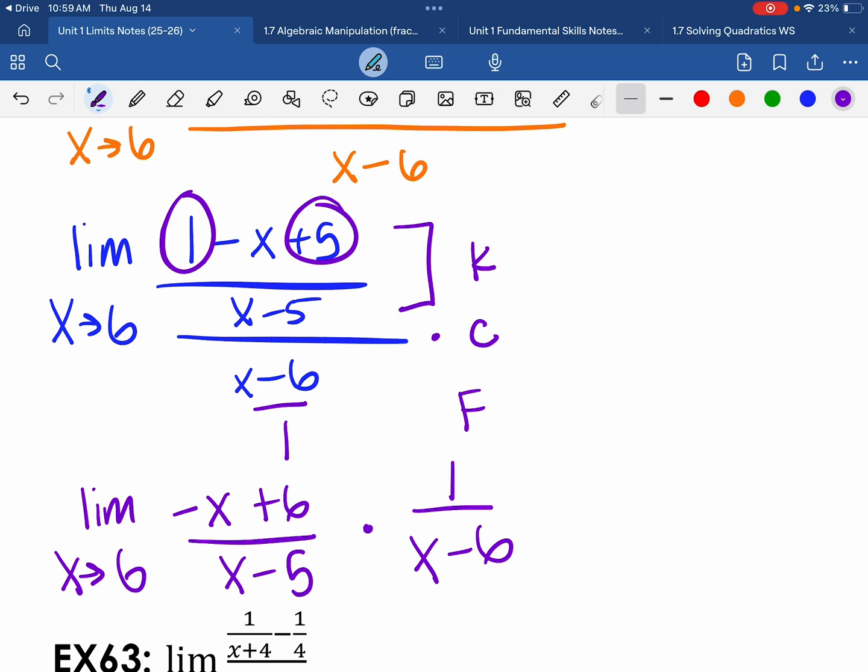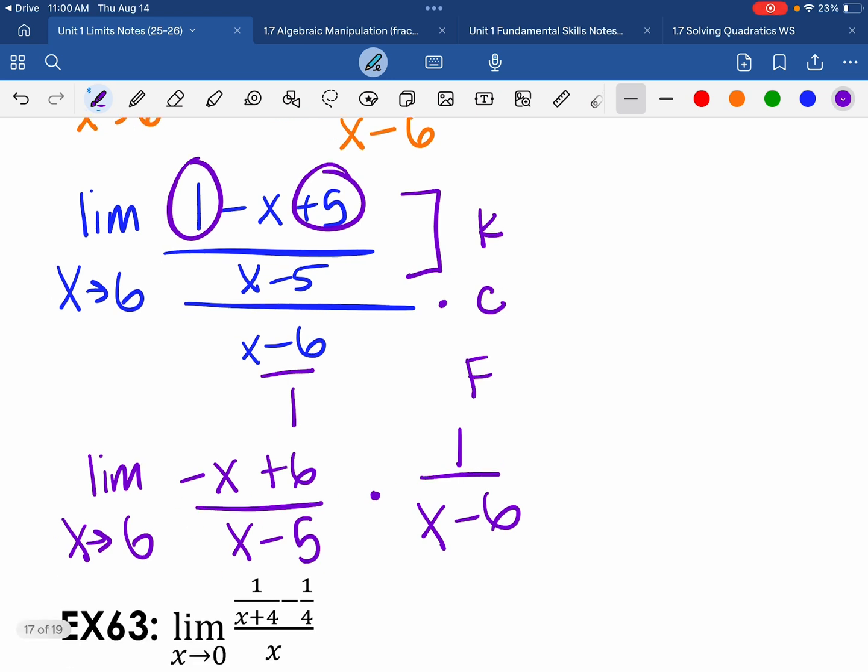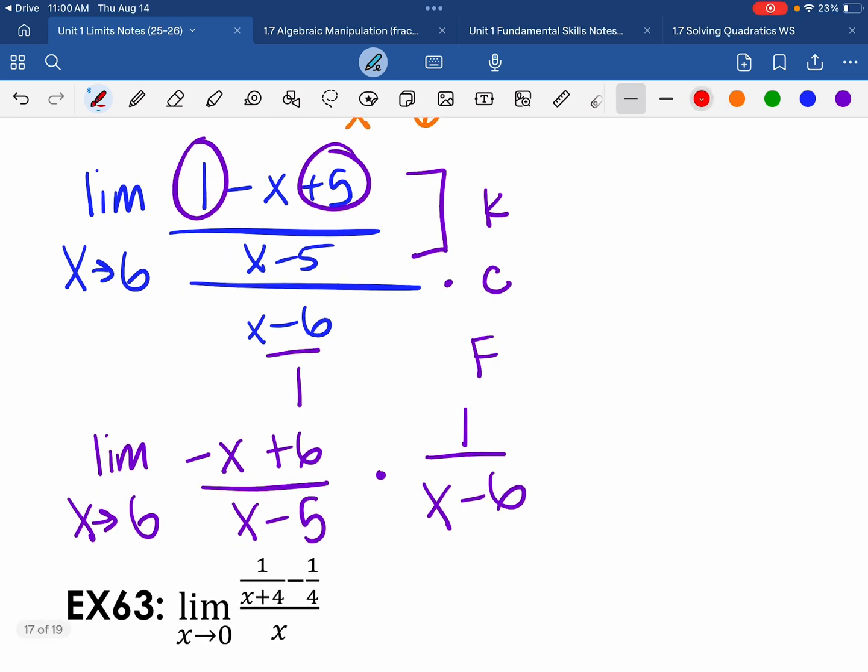All right, so we kept the top. I did simplify. I added the 1 and the 5. Change the sign to multiplication and flip the bottom. Once you keep, change, flip, a lot of times, this is where you can cancel. Now on this one, the x minus 6 and the negative x plus 6, I am going to be able to cancel those, but what do you have to take out? A negative. So you can take out a negative to make that an x minus 6, and then you can cancel the x minus 6.